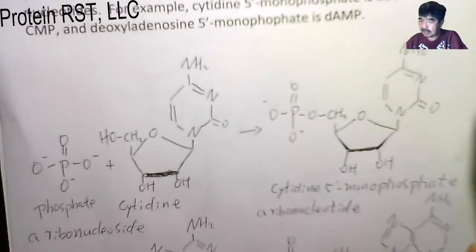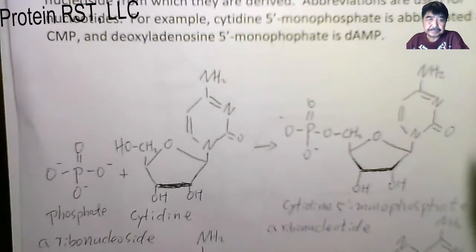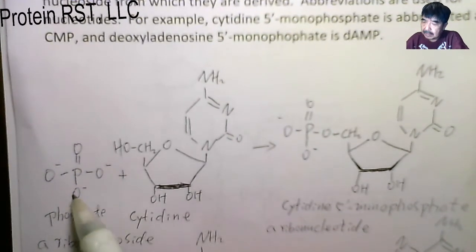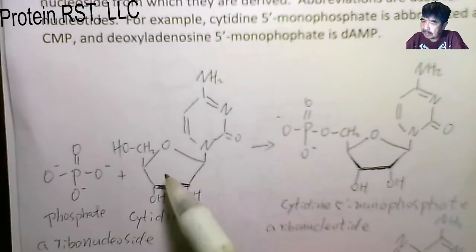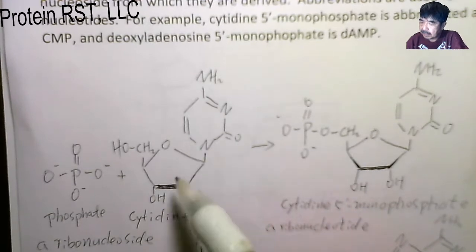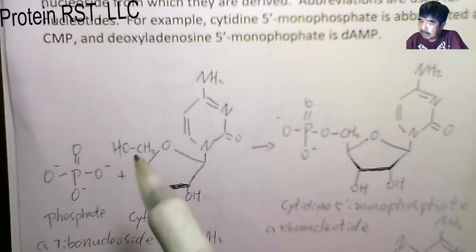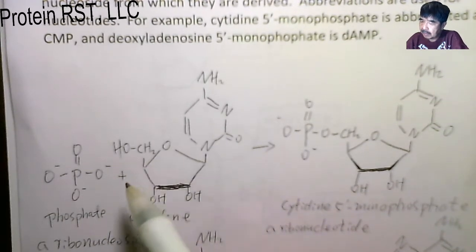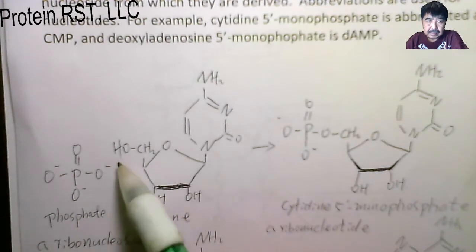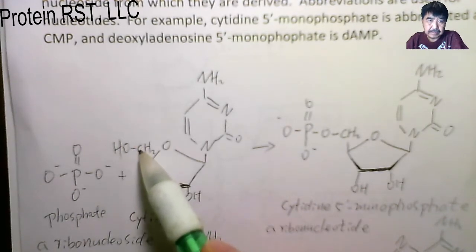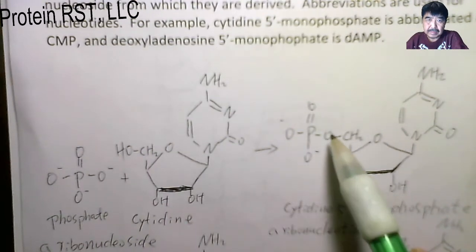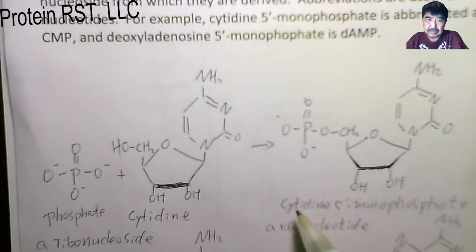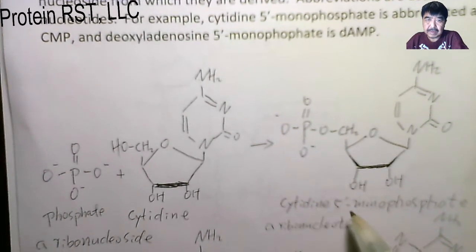Let's take a look at the structural information. You can see this is a phosphate group. This is cytidine, a nucleoside. This is a ribonucleoside. Then they form a new bond between the phosphate and the C5 hydroxy group here. This is the new bond. It's a nucleotide. This nucleotide is called cytidine 5' monophosphate.